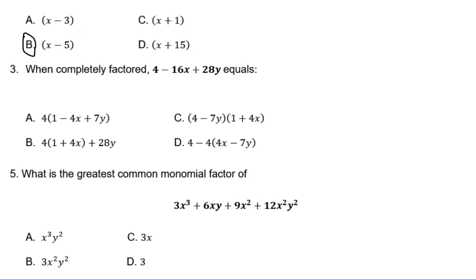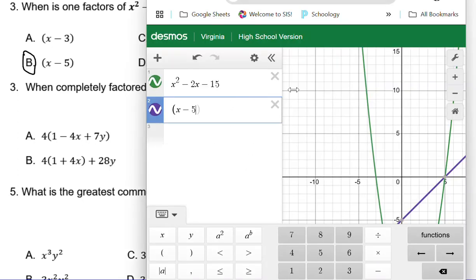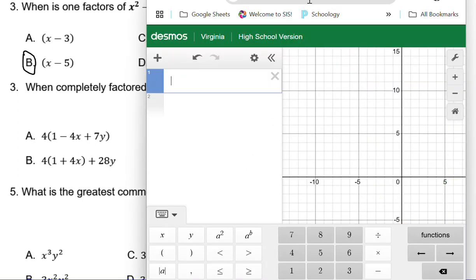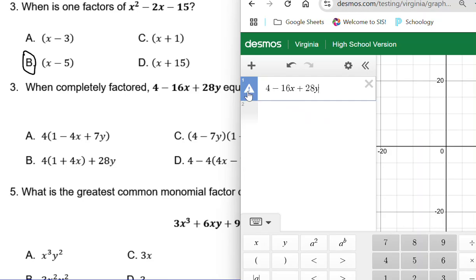All right, when completely factored, 4 minus 16x plus 28y equals what? So for this one, I don't see x squared, and it's two variables, x and y. I can graph it for you, but it really doesn't help. It doesn't have that nice little Desmos trick we can use. But I'm going to try, because maybe. Or maybe not. Right, it doesn't work. It gives me this error.